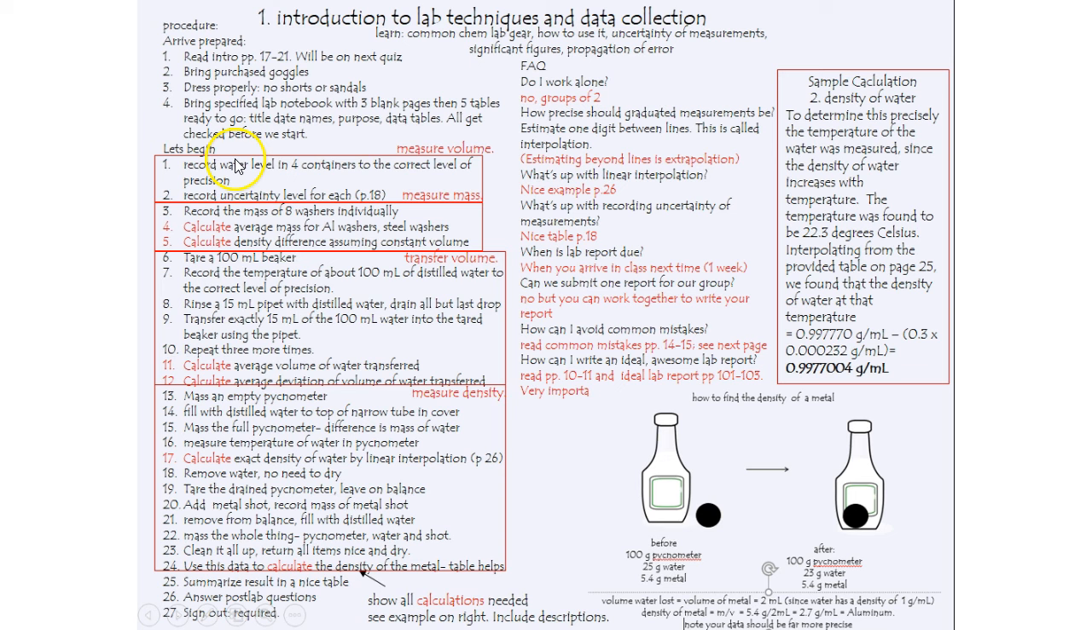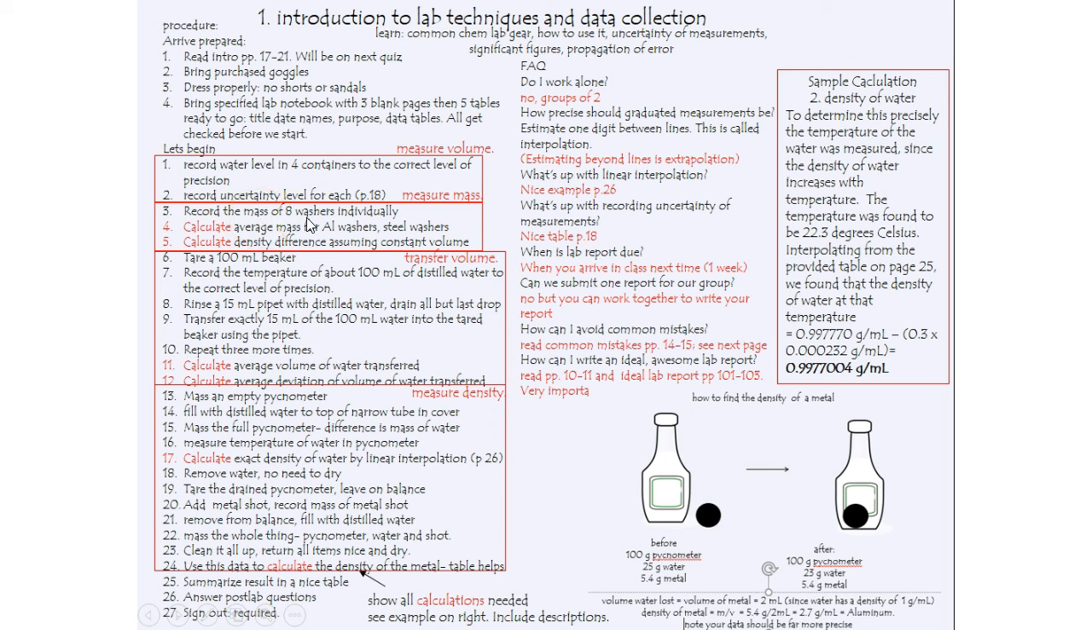Okay, let's begin. You'll take measurements from 4 different containers that have water in them and measure them to the correct level of precision. If there are graduations, be sure to estimate a digit between the graduations. That'll give you the correct level of precision and also give you an idea of which container might be appropriate for a certain measurement. Some give higher levels of precision than others. Record the uncertainty level inherent in both, and take a look at page 18 for that.